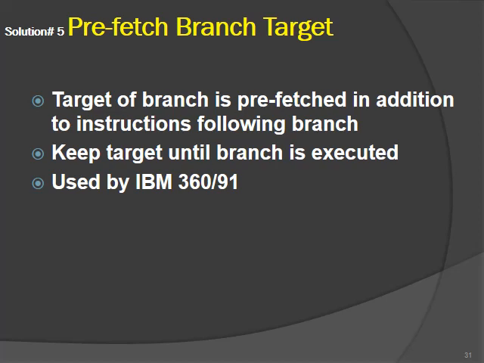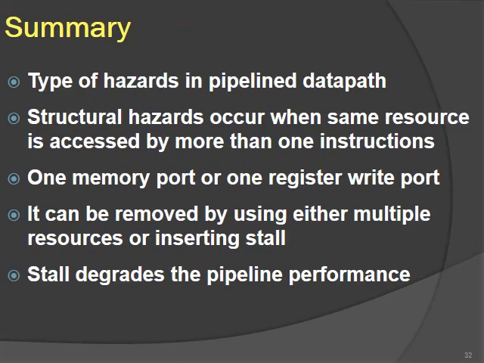The fifth solution that is used by IBM 360 type processors is prefetch branch target. The target of the branch is prefetched in addition to the instructions that are following the branch instruction. So the target is kept until the branch is executed. In this way, we can use multiple solutions to deal with the branch hazard.